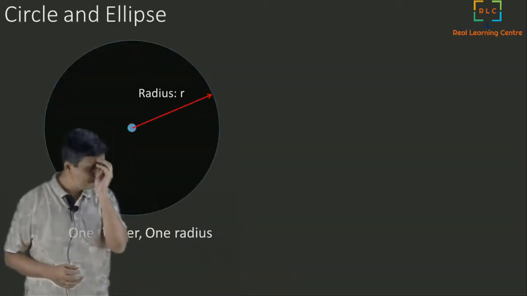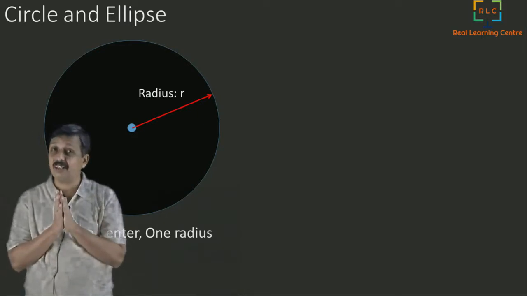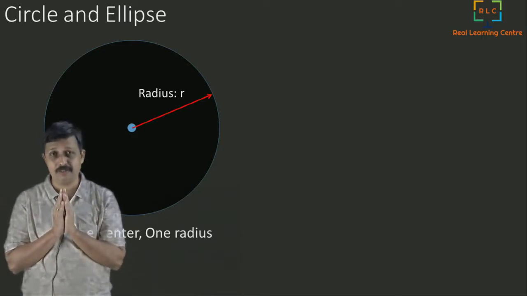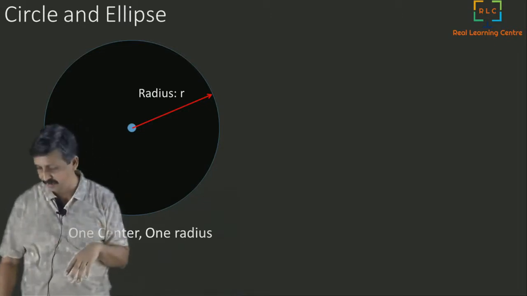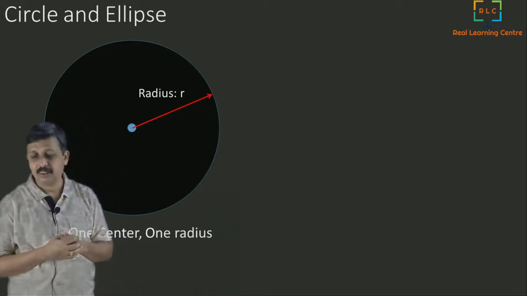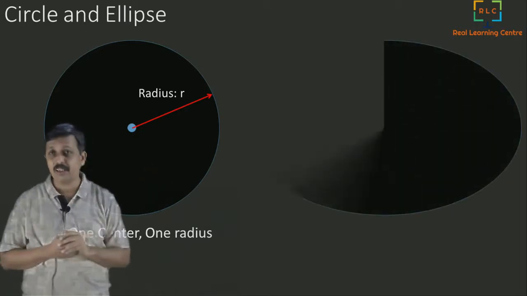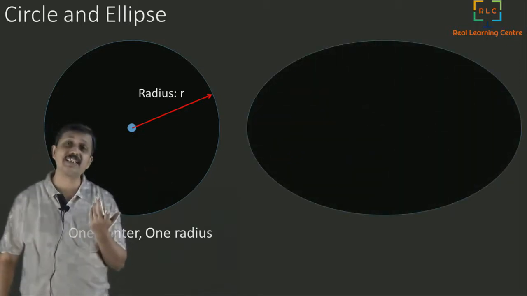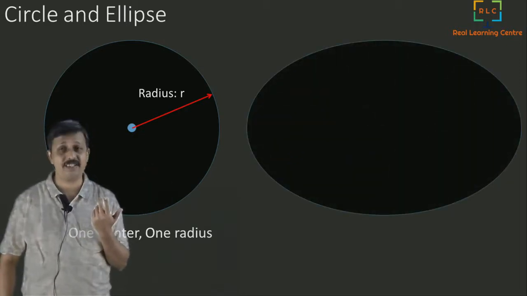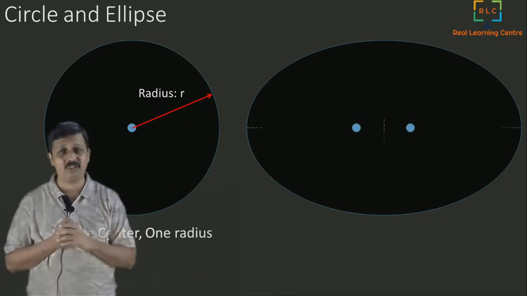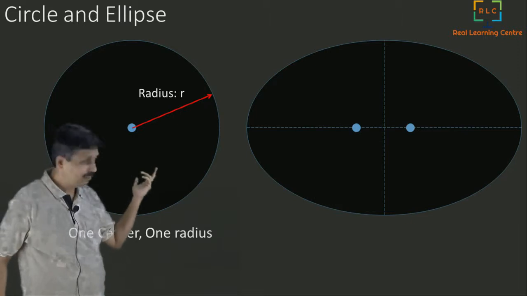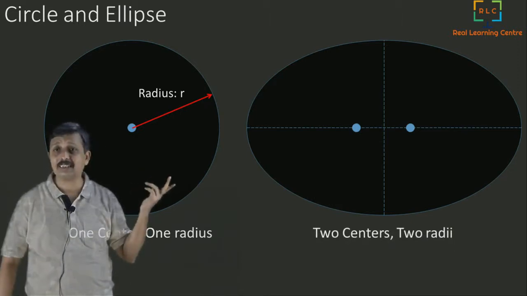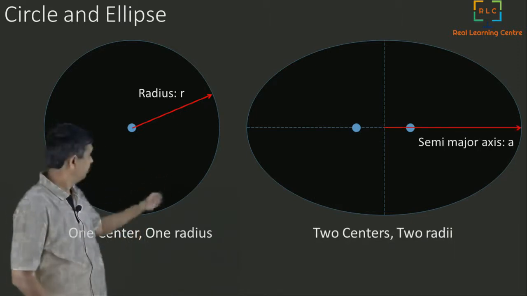So first we have to understand, before going further, the difference between the circle and the ellipse. This is basically the circle. A circle has one radius, one center. And if you look at the ellipse, it actually has two centers and two radiuses, or two radii, that's what we call. We call one of them the semi-major axis, and the other the semi-minor axis.